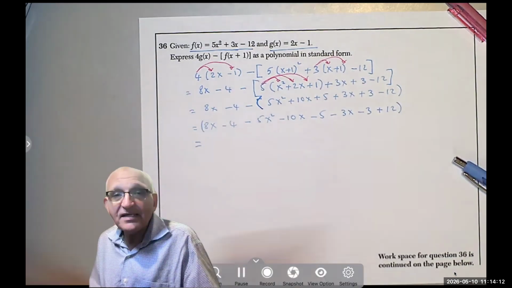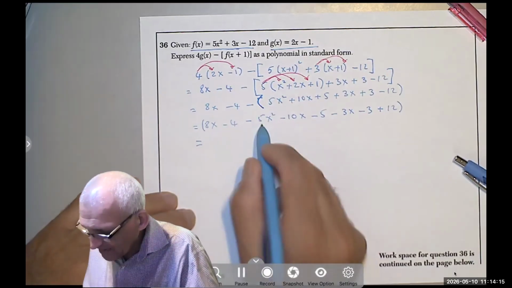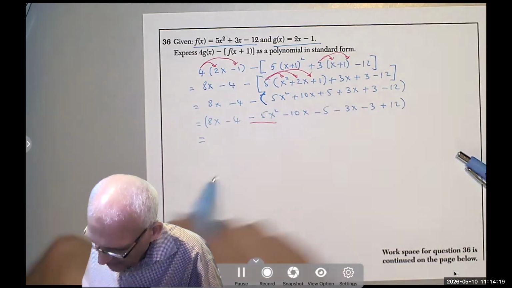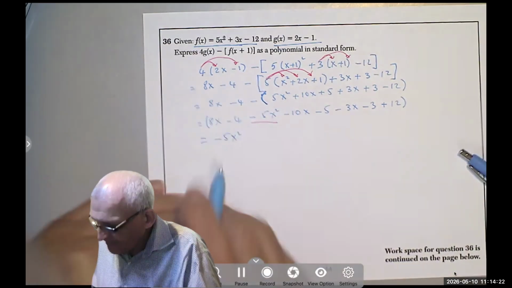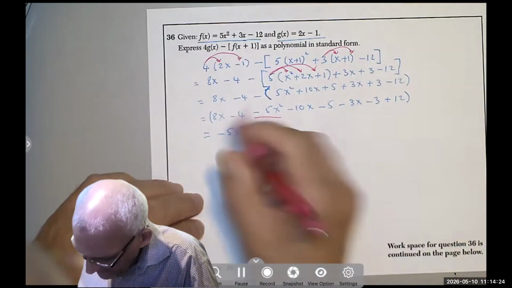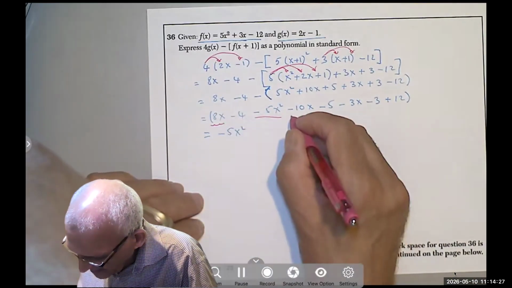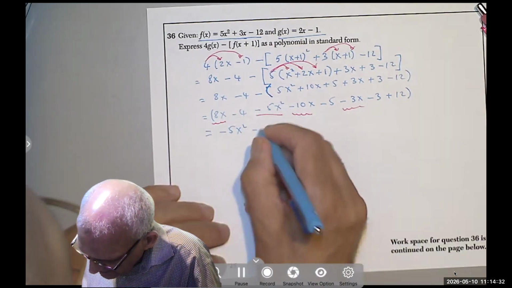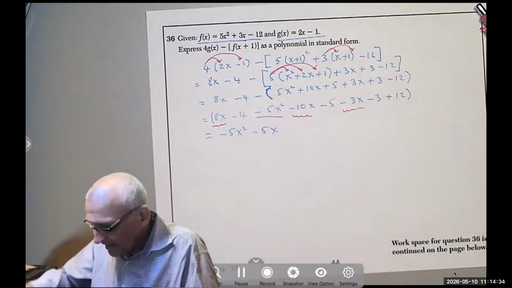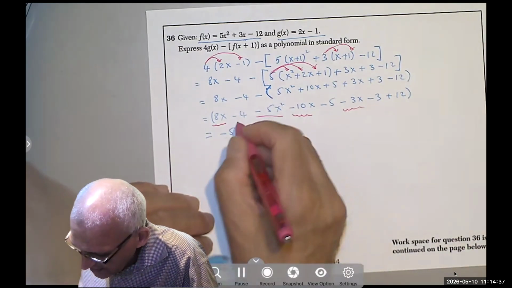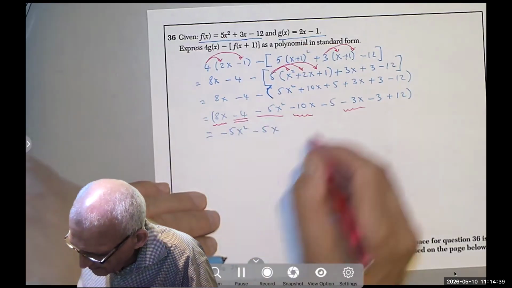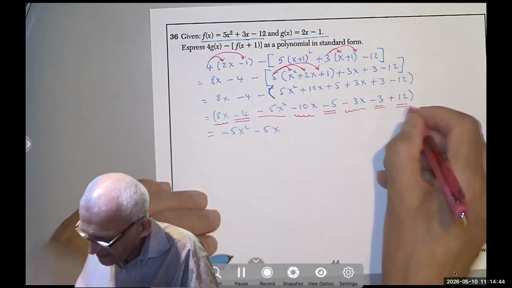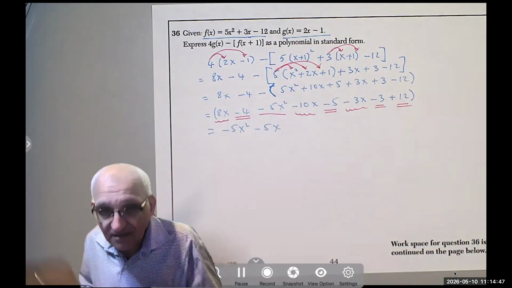Next, you combine like terms. The negative 5x squared doesn't have anything, it's the only square term, so I write negative 5x squared. How about the x? I have 8x minus 10x is negative 2x, minus 3x is negative 5x. And then for the constant term, negative 4 minus 5 is negative 9, minus 3 is negative 12, plus 12 is 0. So that is the answer.